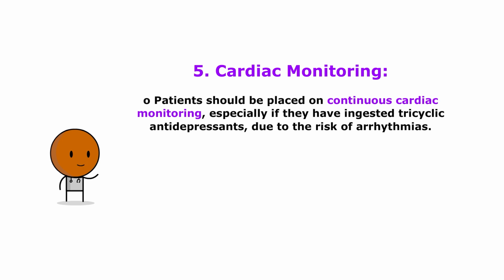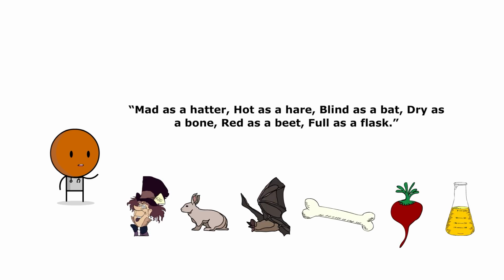To wrap things up, anticholinergic medications can lead to toxicity by blocking muscarinic receptors, resulting in both central and peripheral effects. Remember the classic symptoms using the mnemonic: mad as a hatter, hot as a hare, blind as a bat, dry as a bone, red as a beet, full as a flask. Treatment focuses on supportive care, decontamination, and in severe cases, the use of physostigmine as an antidote. Early recognition and prompt management are crucial in improving patient outcomes.